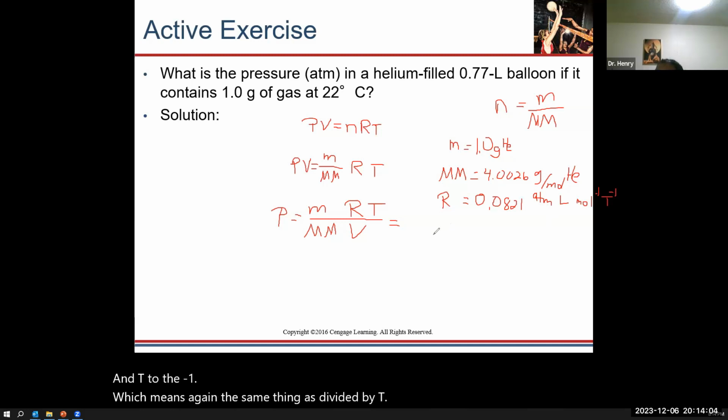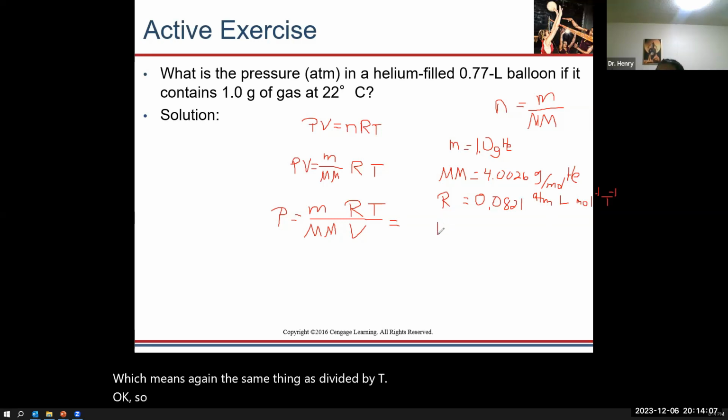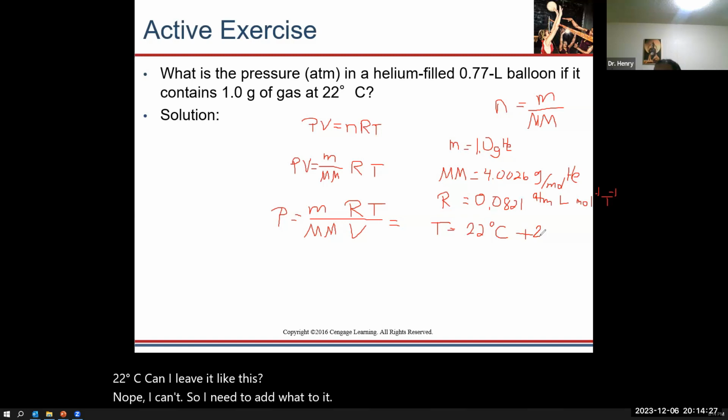Okay, so then we have T is going to be equal to 22 degrees C. Can I leave it like this? Nope, I can't. So I need to add what to it? 273. Then that's going to give us our Kelvin. So then that's what, 295.